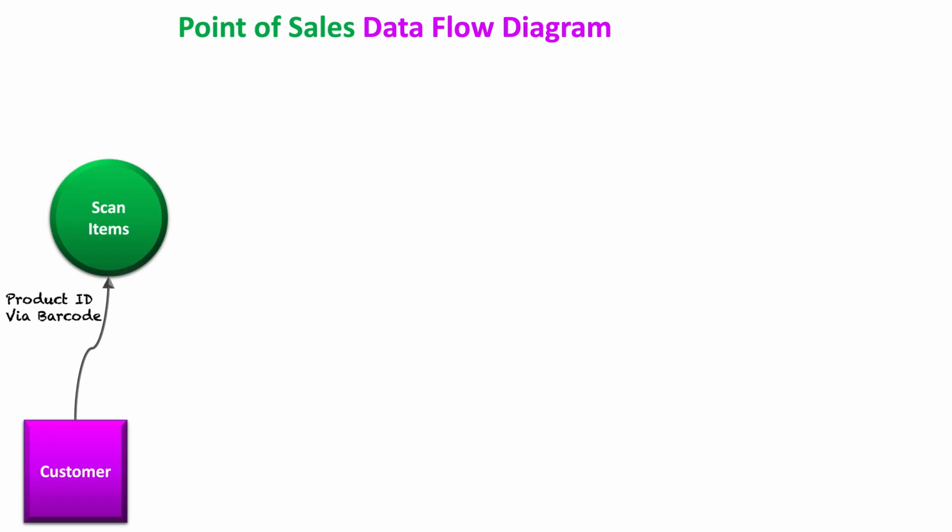Let's now look at it within a data flow diagram. So we will start off with the customer. Now the customer could be manually scanning the products themselves to start off with. So I have linked this to the customer saying they're going to scan the items. So they are doing the scanning if it is a self-checkout terminal, which is very common these days.